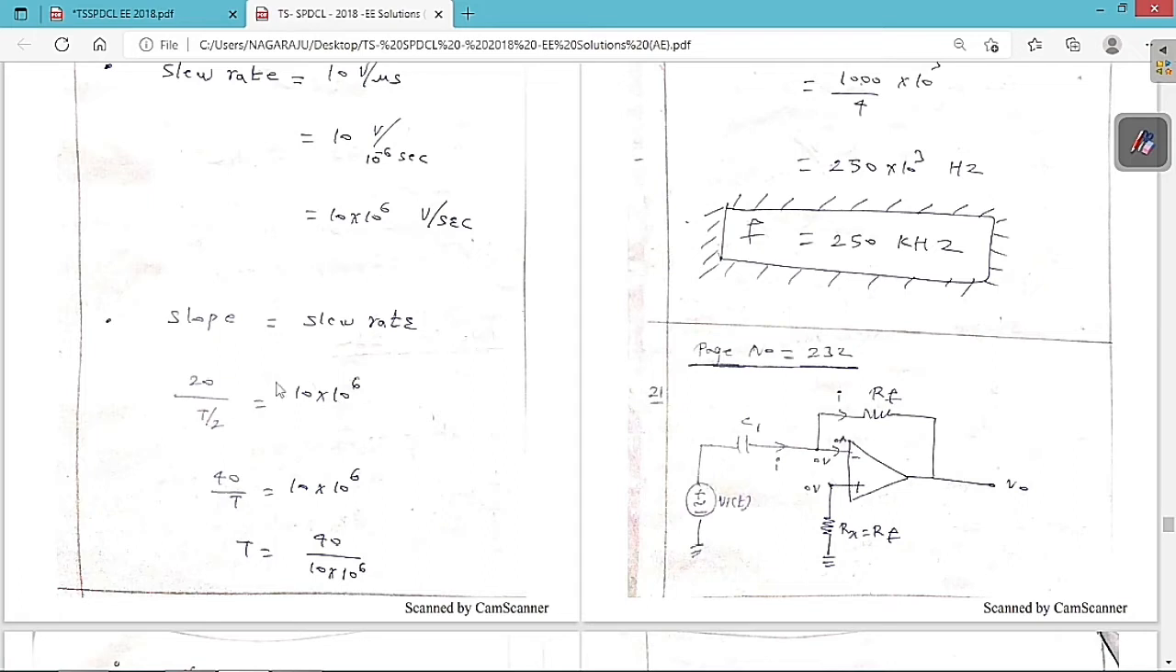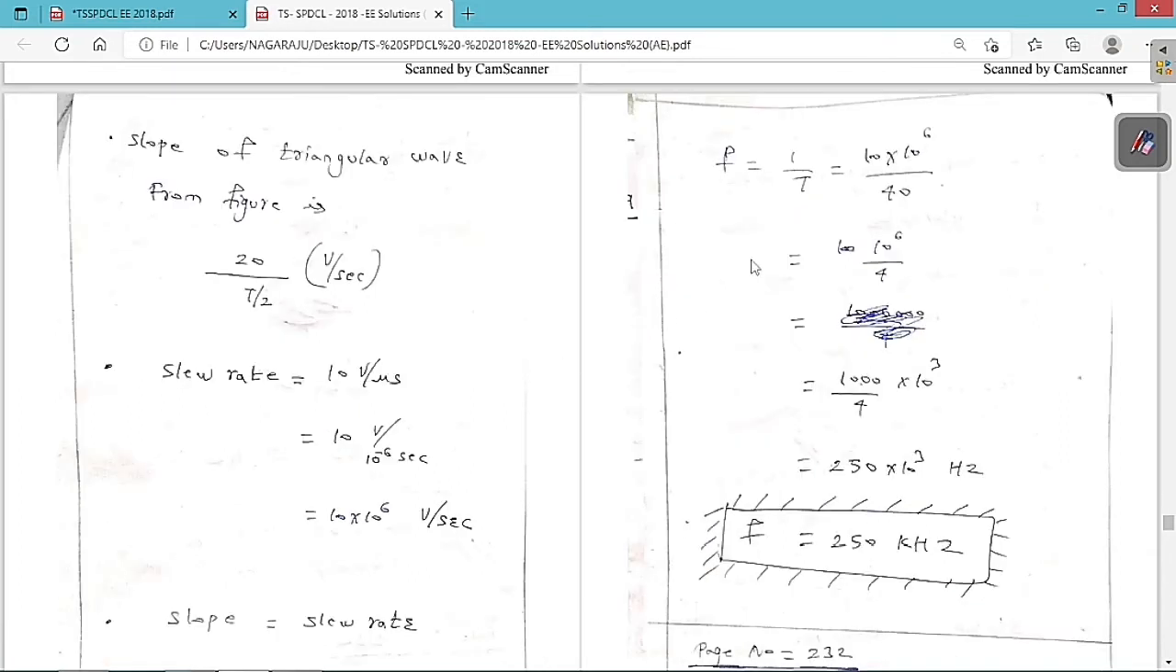Now we have to equate these two things. The slope of the triangular waveform is always equal to the slew rate of the op amp. Then we get 40 by t is equal to 10 into 10 to the power of 6. If you solve this, we get t equal to 40 by 10 into 10 to the power of 6. What is f? f is equal to 1 by t. So if we do the reverse, we get 10 into 10 to the power of 6 by 40.